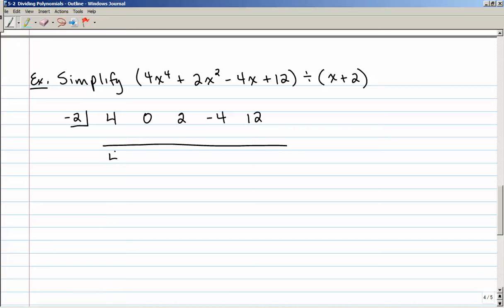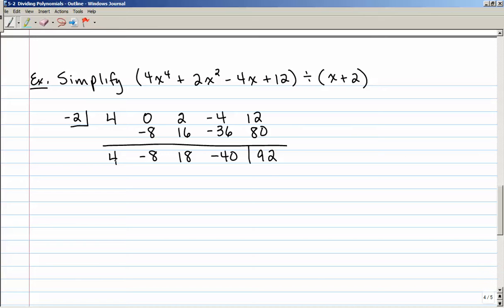Bring down the 4. Negative 2 times 4 is negative 8. Add. Negative 2 times negative 8 is 16. Add those. Negative 2 times 18 is negative 36, and I will add those. And since I'm at my last number, I'm going to end up with my remainder here. Negative 2 times negative 40 is a positive 80. Adding those, my remainder is 92.